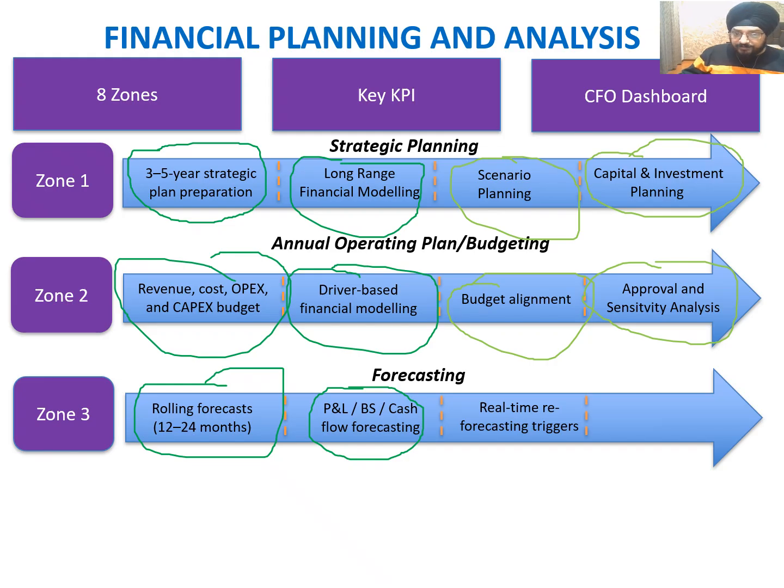Real-time reforecasting triggers. As I mentioned, we are living in an environment where change is the reality nowadays. Which means that we have to make sure that our rolling forecast that's been created needs to be re-triggered based on the happening or non-happening of an event. So let's say we have created a forecast based on an assumption that three or four things are going to happen. If those three or four things are not happening, then obviously our forecast is going to change.